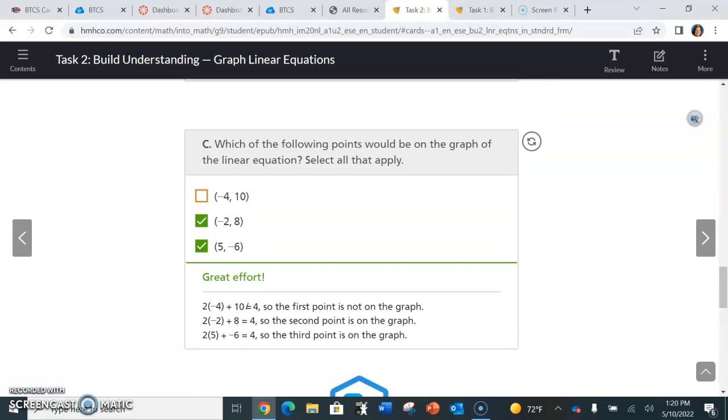So you can see that if the ordered pair satisfies the equation, it means it's a point on the graph.